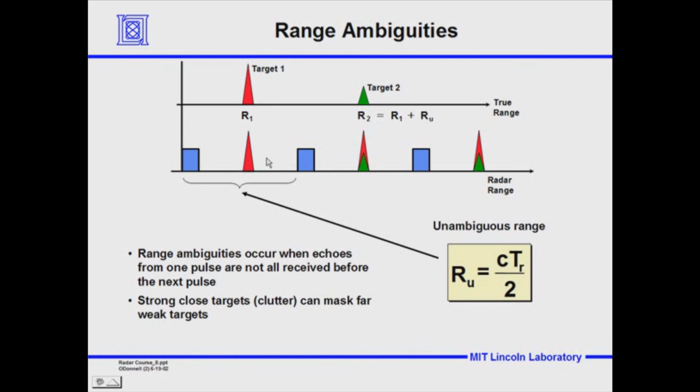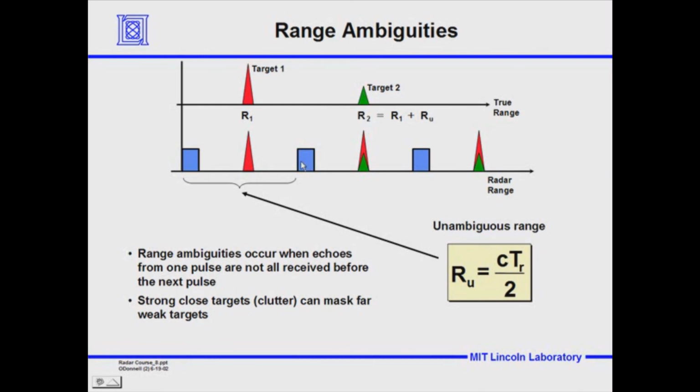So let's look down here. We've got pulses we're sending out. If we sent a pulse out here, and we sent no other pulses out, we get an echo back at this range from this target. There'd be that delay. And we get a much longer delay time from the smaller target 2.